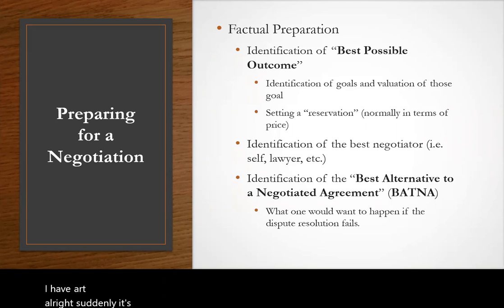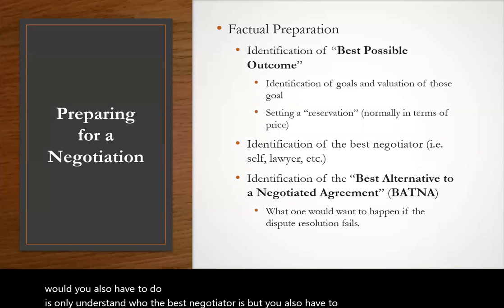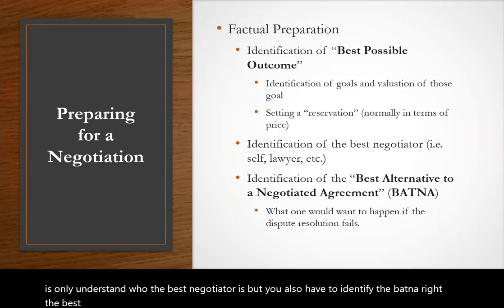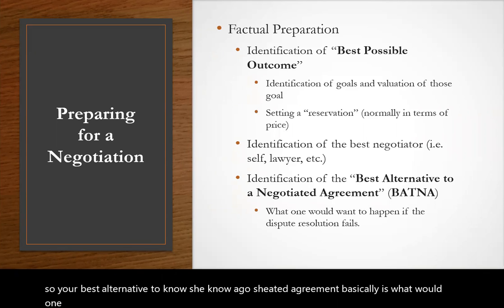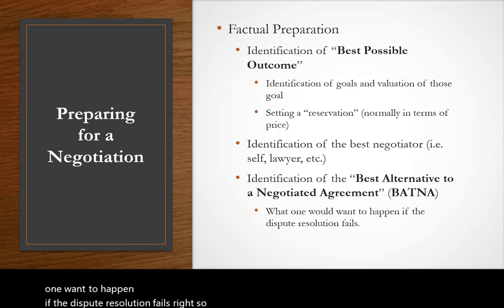What you also have to do is not only understand who the best negotiator is, but you also have to identify the BATNA, right? The best alternative to a negotiated agreement. So your best alternative to a negotiated agreement basically is, what would one want to happen if the dispute resolution fails, right? So if the negotiations fall through, what do we want to happen?